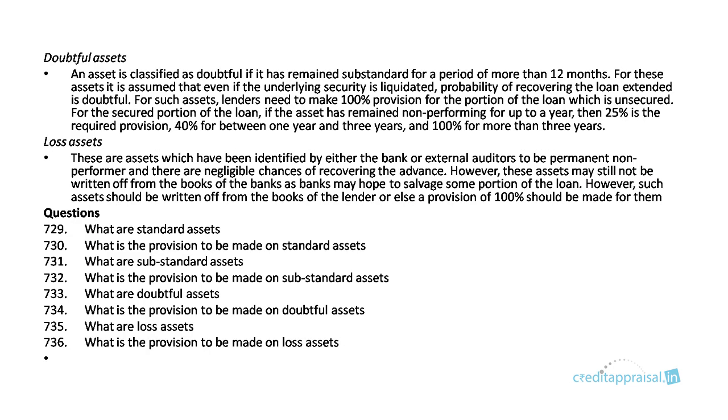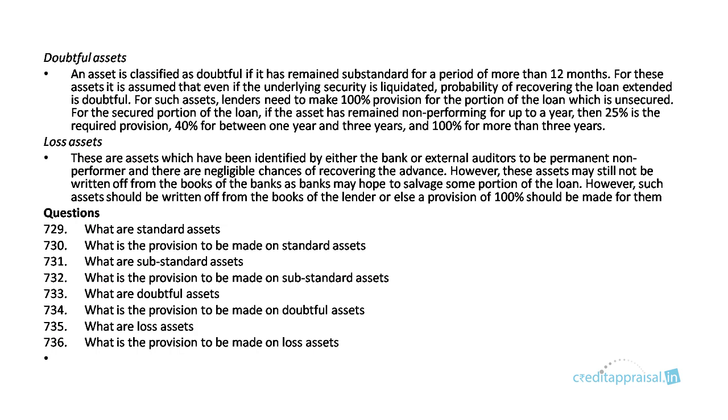Then there are doubtful assets. These remain substandard for a period of more than 12 months. And here the underlying security is liquidated. Even if the bank sells off the security it might be holding, the probability of recovering the loan is doubtful. For such assets, 100% provision is to be made for the portion for which the loan is unsecured. And 25% is the required provision if the asset is remaining non-performing for up to 1 year for the secured portion, 40% for between 1 year and 3 years, and 100% for more than 3 years. That's not very important for you, but the number you have to remember is 100% for the unsecured portion.